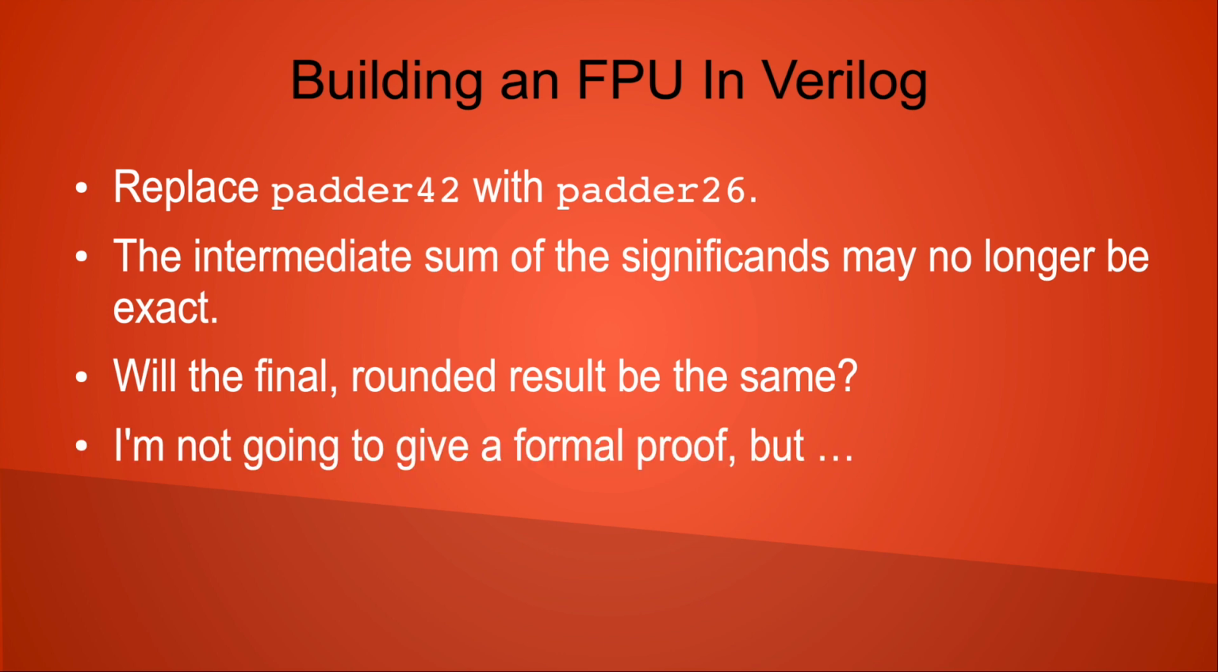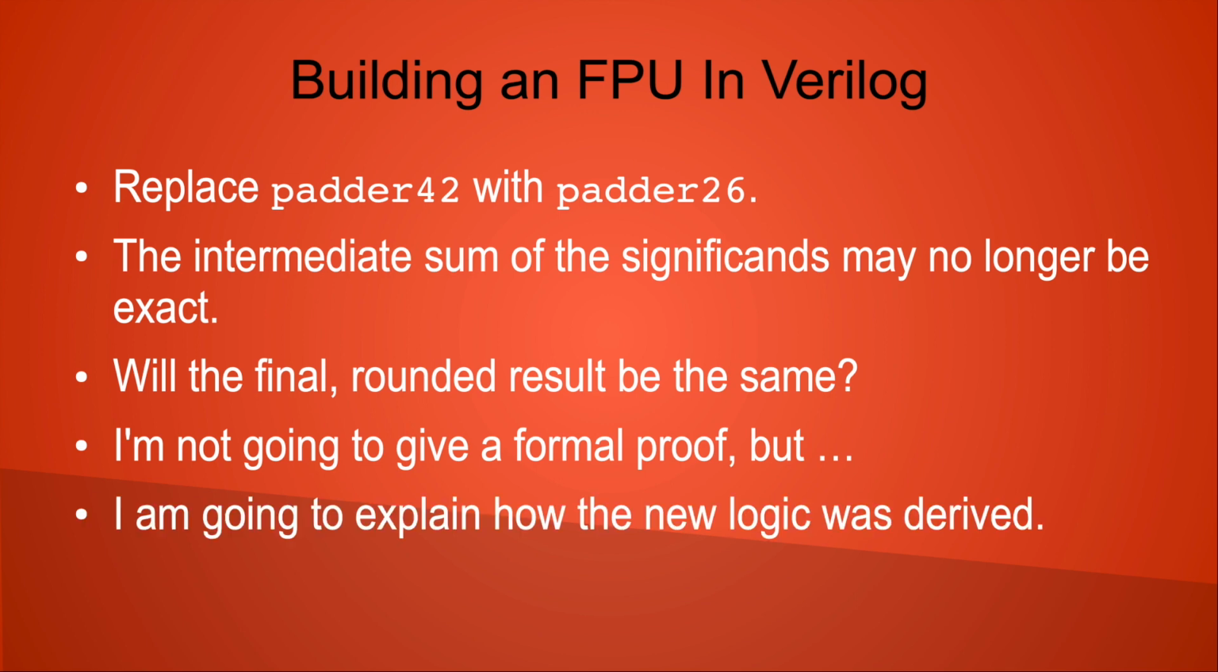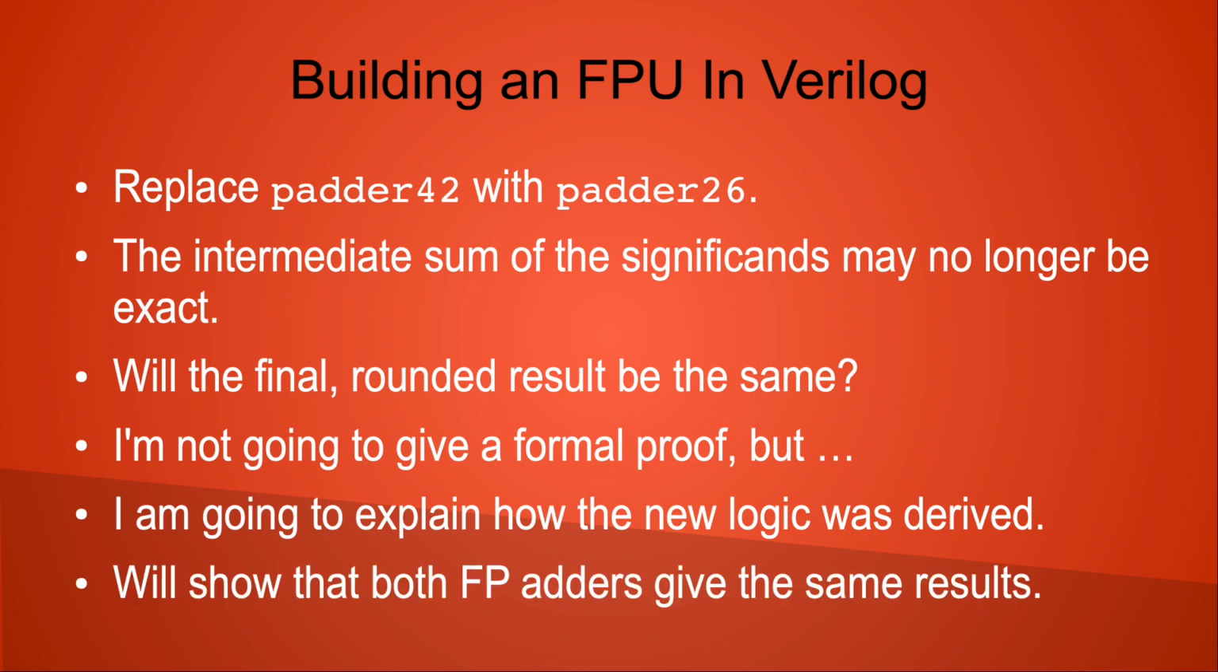I'm not going to give a formal proof that the revised version of the adder is always correct. Instead, I'm going to walk you through an explanation of how I decided the number of bits of precision needed for the intermediate result, and then I'm going to explain how I tested, for all rounding modes, that the less accurate intermediate result still yields the same final rounded result for all normal and subnormal operands.